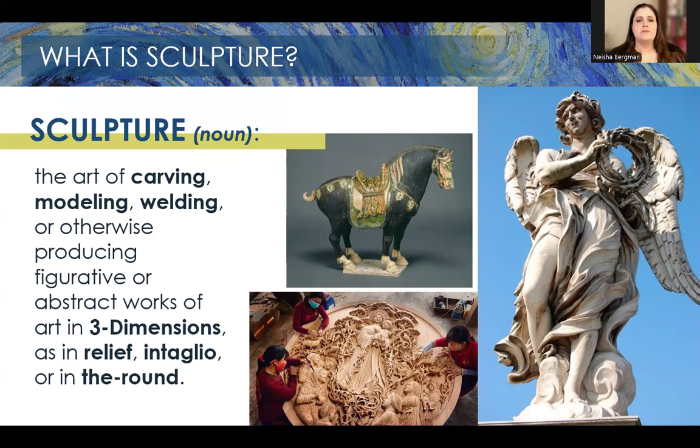Creating works in 3 dimensions. So width, length, depth, width, height, depth, whatever you call these dimensions, which is kind of fun. And then relief, intaglio, in the round, we're going to be talking about what those mean. So sculpture is the act of building something, whether it represents something that we understand or if it's abstracted, building a 3-dimensional artwork, which is why this is called 3D art.